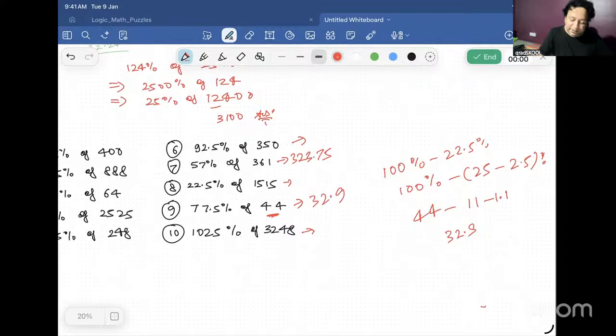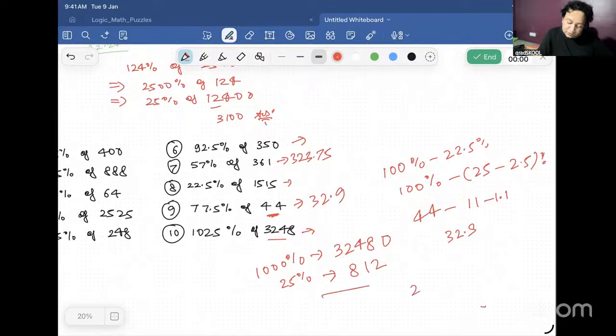Now 1025% of 3248. So here this is 1000% plus 25%. Now 1000% will be what? 32480. 10 guna. And 25 is 1/4 of it. 4 8s are 812. Let's add that and get the answer. Clear? 33292 will be the final answer. That's all.